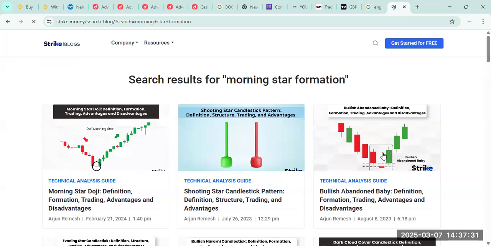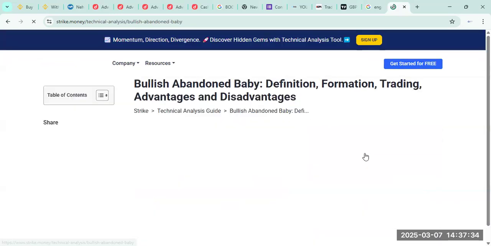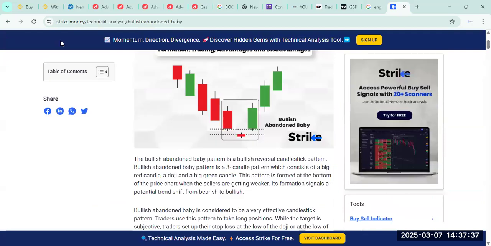So the morning star formation looks like this. It's a three candlestick pattern. You have candle one, you have candle two, which is a doji, and then candle three, right? So when you see it form at support, it tells you that the trend may be changing to the upside. After the third candle, even the fourth candle started out pushing to the upside, the fifth candle as well. So that is how you trade these candlestick patterns.